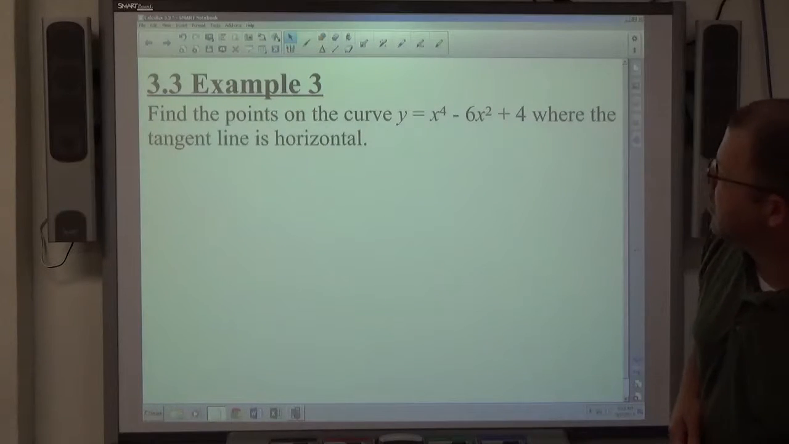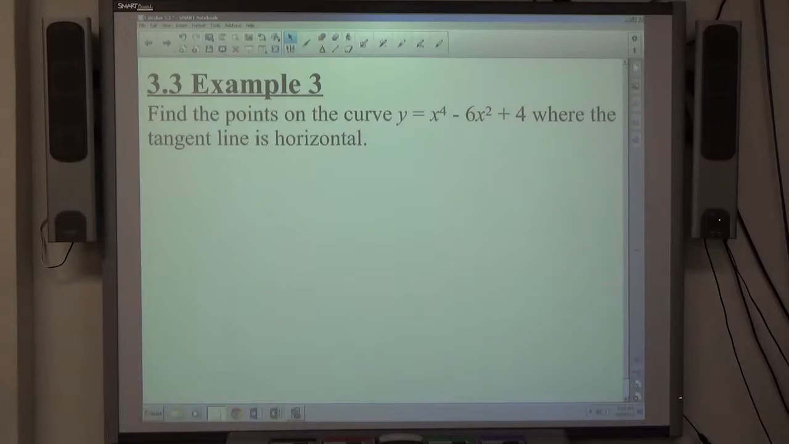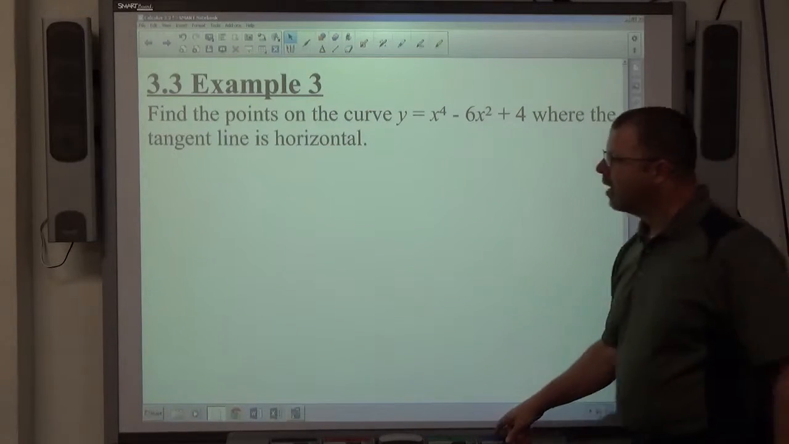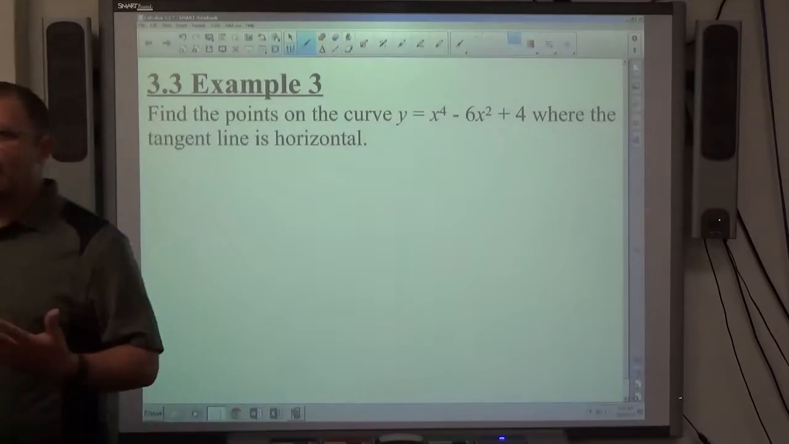Okay, final example here. It says find the points on the curve y equals x to the fourth minus 6x squared plus 4 where the tangent line is horizontal. Okay, now this is going to be an application of a derivative.